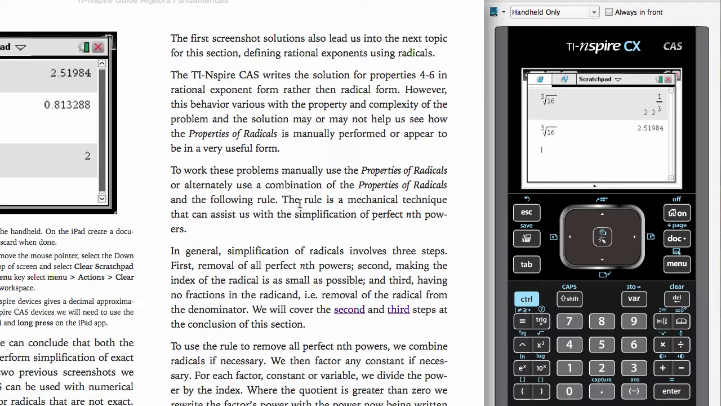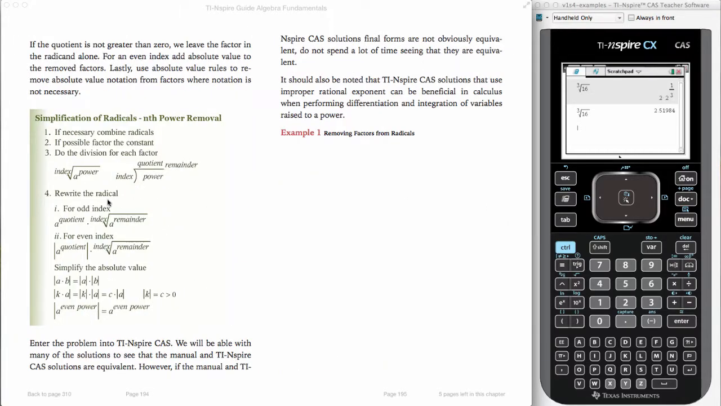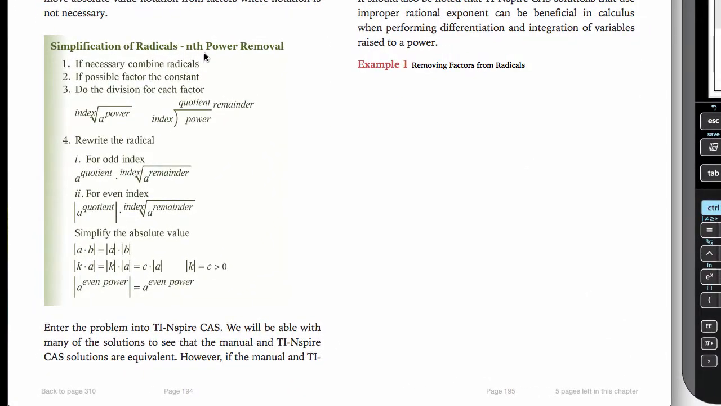Working with radicals can be somewhat confusing, so we try to come up with some rules that will help us. So if I go to the next page, the simplification of radicals. Step number 1, if necessary, combine radicals. Remember we had the property of radical rules. Well, we can actually use this property in reverse. So we can take the parts of it and put them back together. If there's a constant in the problem, factor the constant so we can take numbers out.